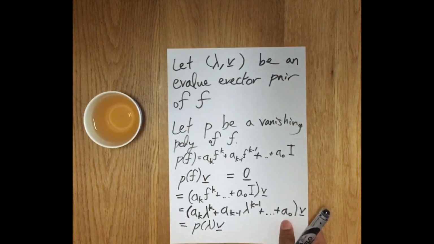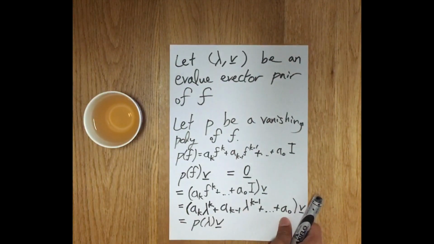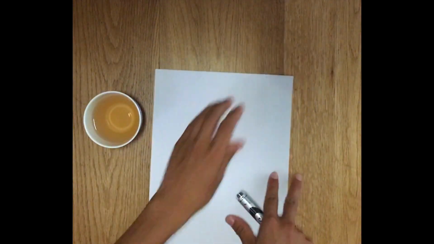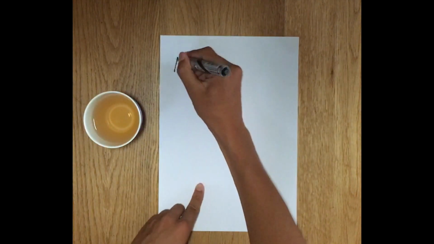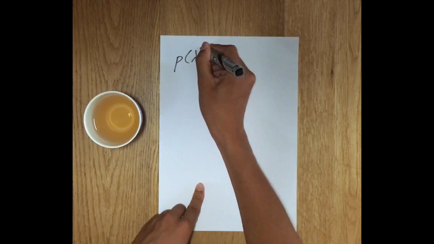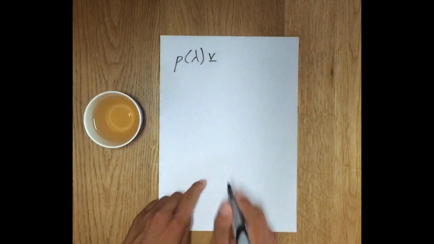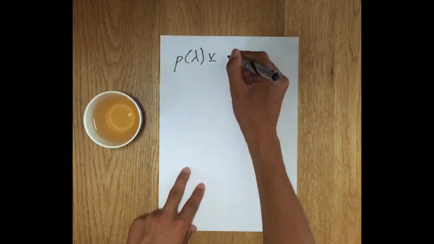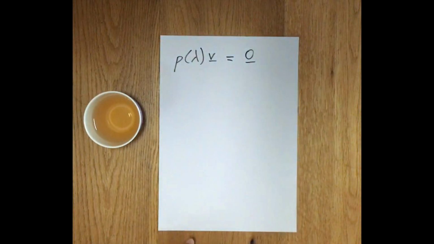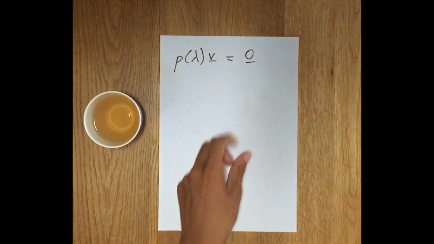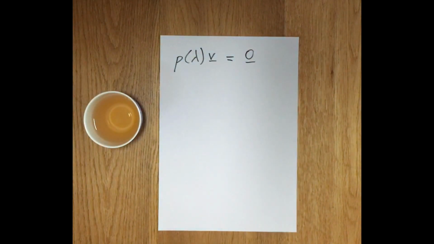Okay, so let's see what happens once we tidy that all up. So what we just showed was that applying this polynomial to v gives us this. Okay, so we have that the polynomial evaluated at the eigenvalue lambda scaling v, the eigenvector, is equal to the 0 vector.